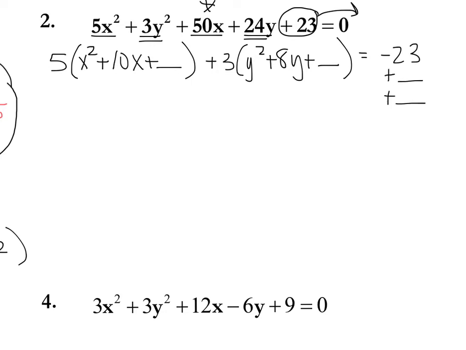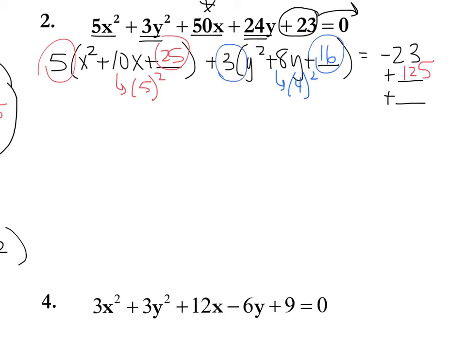Okay, now we're going to go ahead and complete the square, just like we did in the last one. What I'm going to do for the x's, I'm going to take half of 10, which is 5, and square it, which gives me 25. Make sure you do your 25 times your 5, you guys. 125 gets added to the right. And then half of 8 is 4, and when you square it, you get 16. Take your 16 times your 3, and that gives you 48.